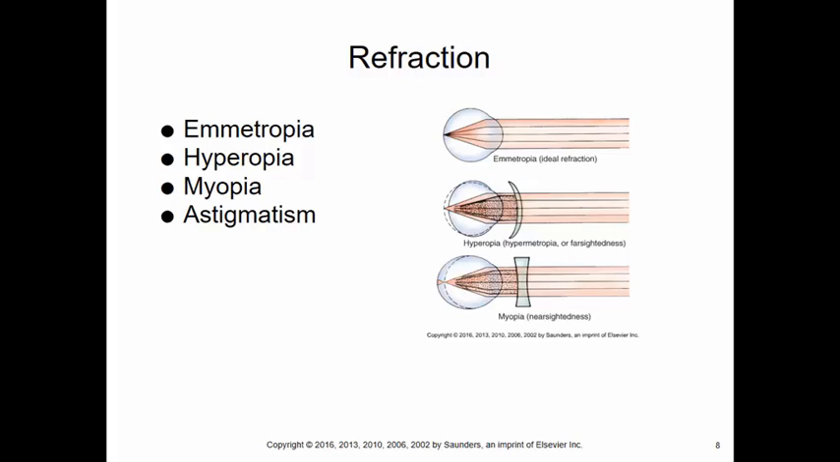Myopia is also called nearsightedness. This happens when the eye overbends the light so that the images converge in front of the retina. This is when close objects are clear, but far away objects are not clear.